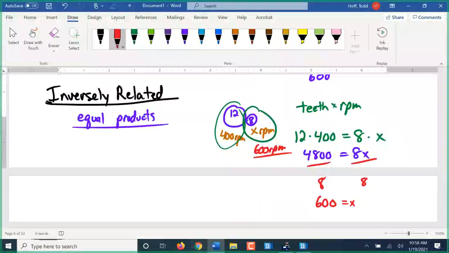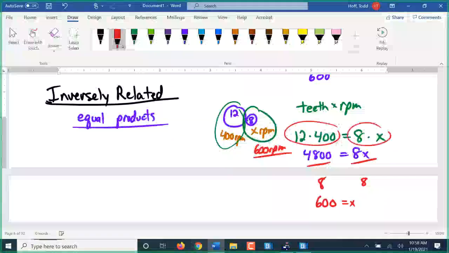Rather than trying to remember, okay, we get the two ratios, then we got to flip one of them over. Way less confusing to me. Just it's a product. You have the two products, you set them equal to each other, and you solve.